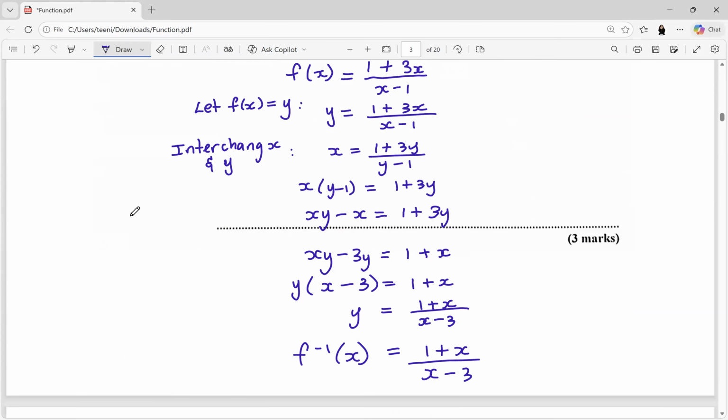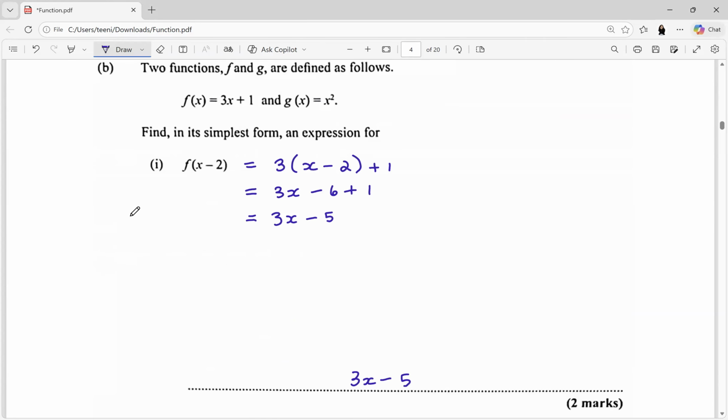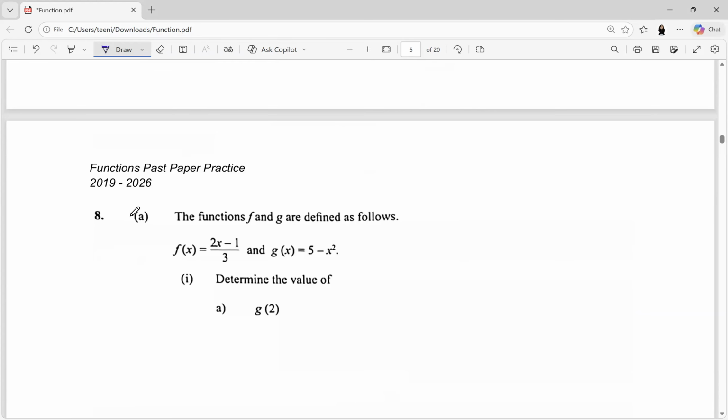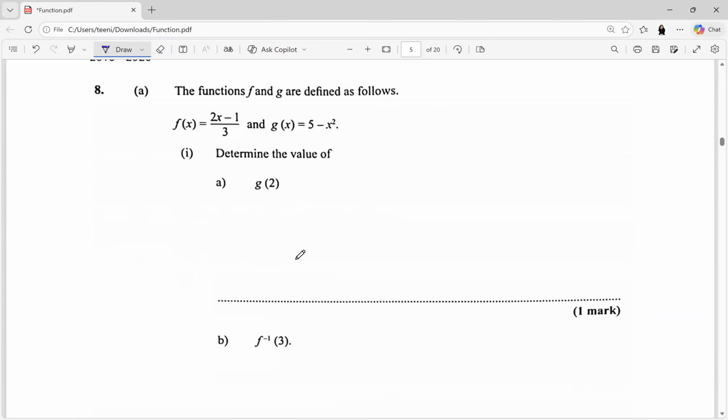So every year these functions questions are coming. Therefore, you need to know how to work with functions. All right, let's look at this one, number 8. Y'all try this one for me quickly.